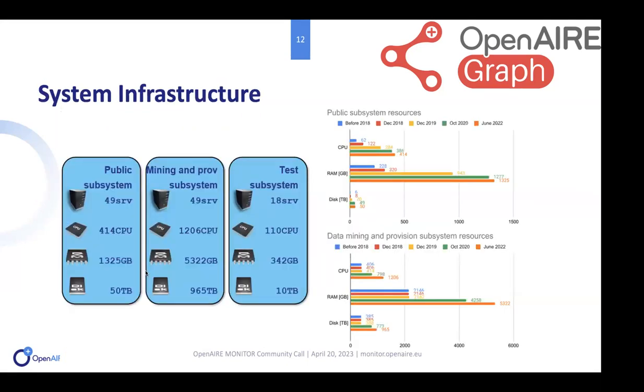This is a slide showing the infrastructure at a glance, the hardware that OpenAIRE uses, the heart of the OpenAIRE Graph and all of the OpenAIRE services that we use in order to have the OpenAIRE Graph provided to you and also all our other services. I won't go further into the numbers. We'll see them in the presentations after the end of the community call.